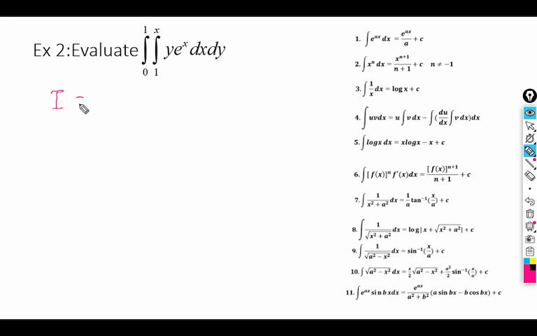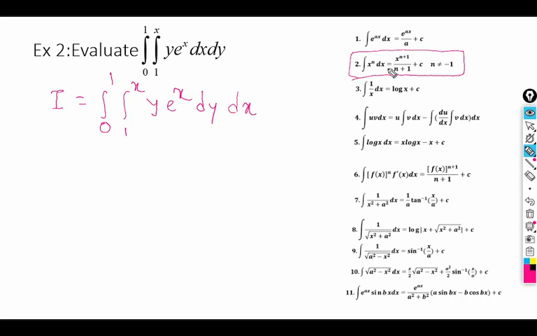The integral I is a double integral, 0 to 1, 1 to x, y e raised to x, dy dx. So the correct order of the double integral is dy dx. Once we get the order from the limits, just observe the integrand. When we integrate with respect to y, we assume e raised to x is a constant. So which formula of integration do we require for y dy? Obviously formula 2.